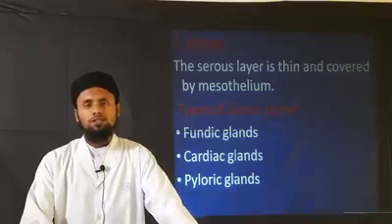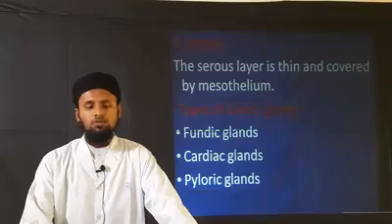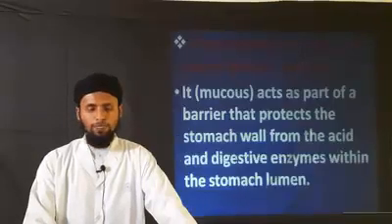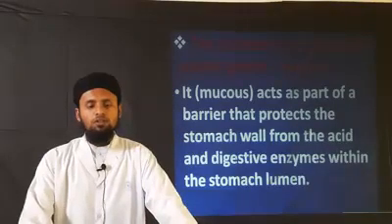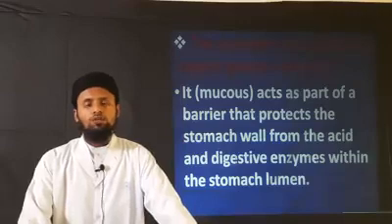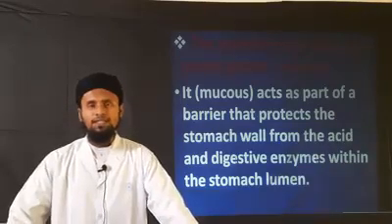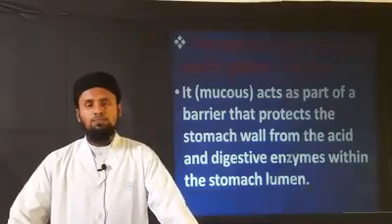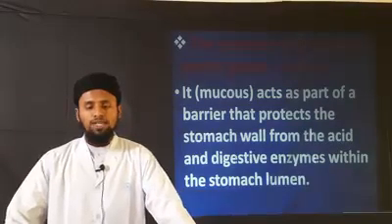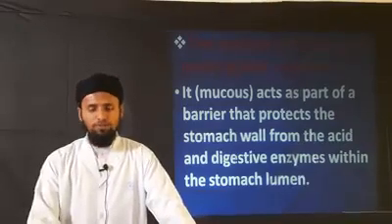Now we will discuss type of gastric glands. We know 3 types of gastric glands. Number 1 fundic glands, number 2 cardiac glands, number 3 pyloric glands. The secretion of cardiac and pyloric glands is mucus. Dear students, mucus acts as a part of barrier that protects the stomach wall from the acid and digestive enzymes within the stomach lumen.